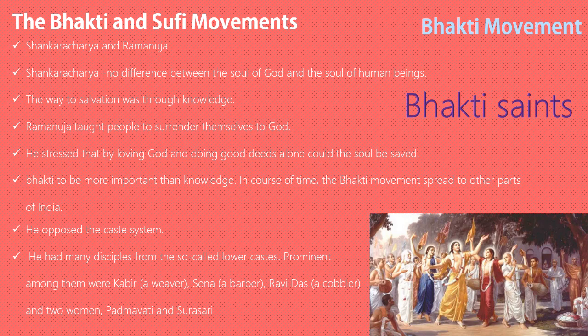He opposed the caste system. He had many disciples from the so-called lower caste. Prominent among them were Kabir, Sena, Ravidas, and two women, Padmavati and Surasari.